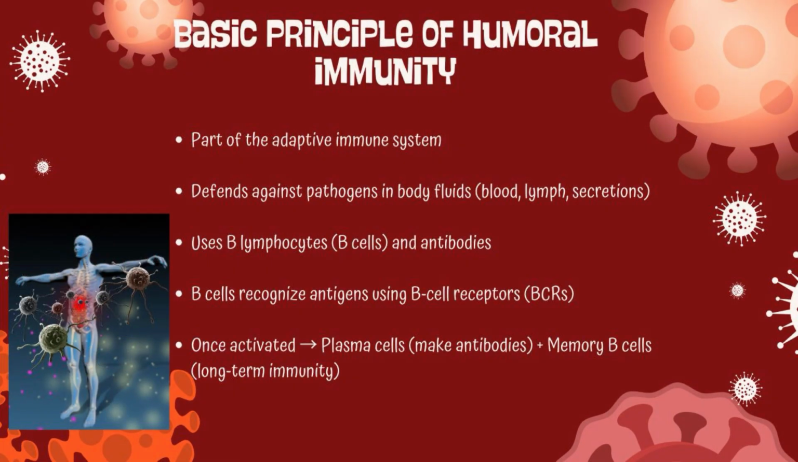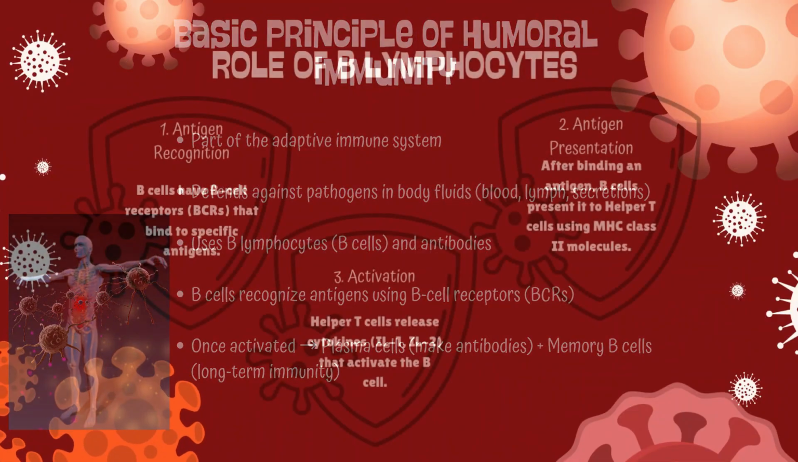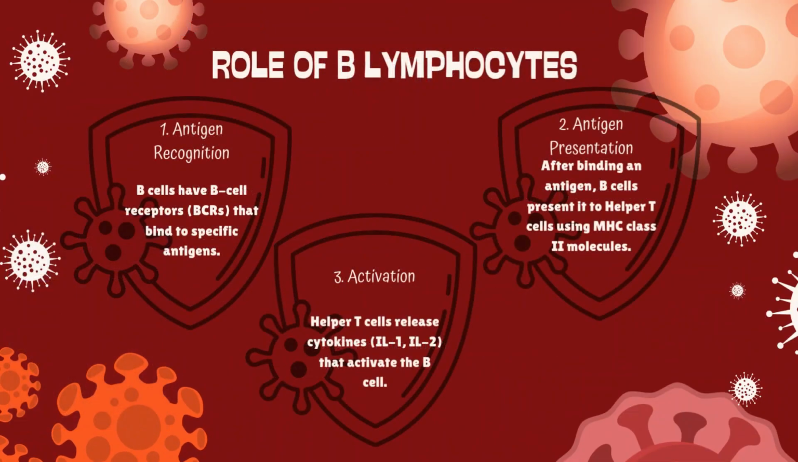Moving on, the humoral immune response is part of the adaptive immune system, unlike the cell-mediated response which relies on T cells. The humoral response depends on the B lymphocyte and the antibodies they produce. Its main role is to neutralize pathogens that are freely circulating in body fluid, such as blood, lymph, and secretions before they can enter our cells. Let's break down the process step by step.